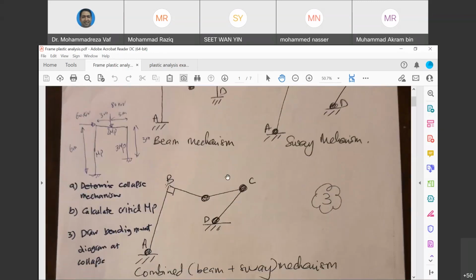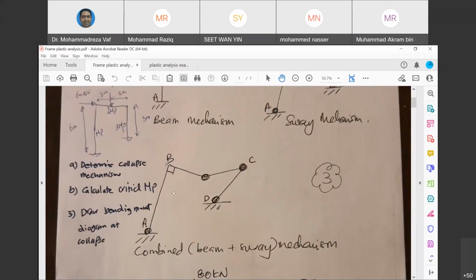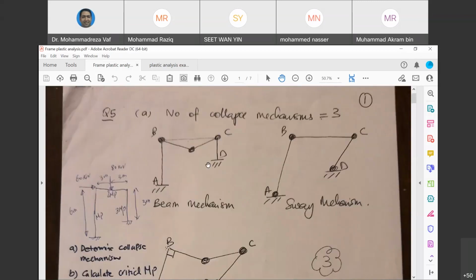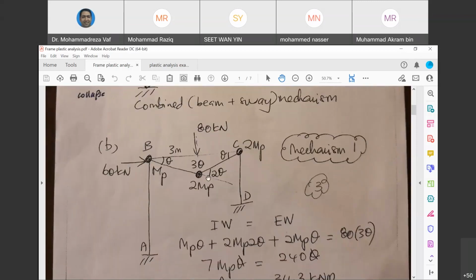Okay. So right now we have three collapse mechanisms for this frame, and now we want to calculate the critical MP. This is the second part of the question. So we need to do the calculation for each collapse mechanism separately. For the beam, it is very easy because just now we did a lot of examples for beams. So when the beam mechanism occurs, the columns are in their original condition, they don't move. So we have three plastic hinges, and the force is also there, the 60 kilonewton. In this case, there is no lateral movement. It is just a vertical movement because it is a beam mechanism.